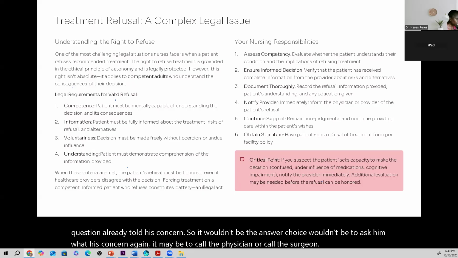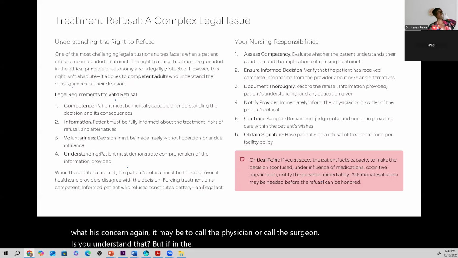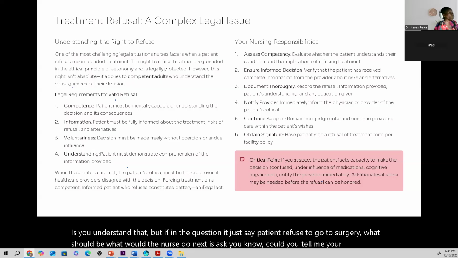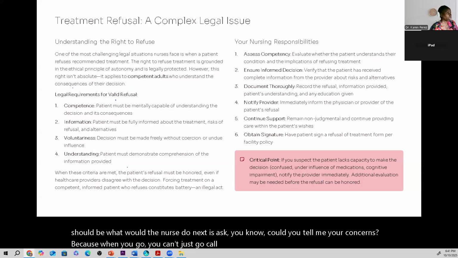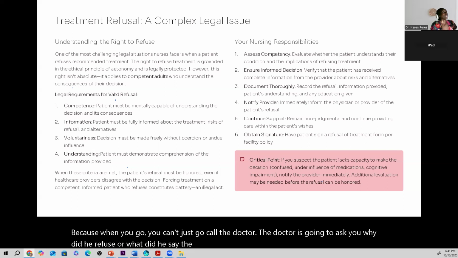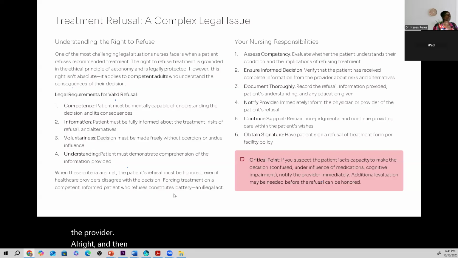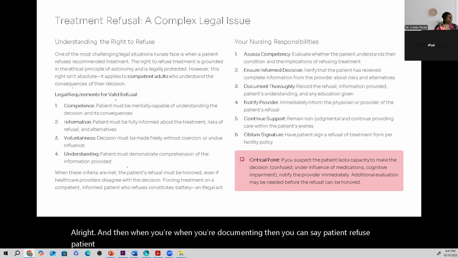You understand that? But if the question just says patient refused to go to surgery, what would the nurse do next? Ask, could you tell me your concerns? Because you can't just call the doctor. The doctor is going to ask you why. Why did he refuse, or what did he say the problem is? So you want at least that information to tell the provider. And then when you're documenting, you can say patient refused, patient voiced, and so on. Surgeon was notified and so on.